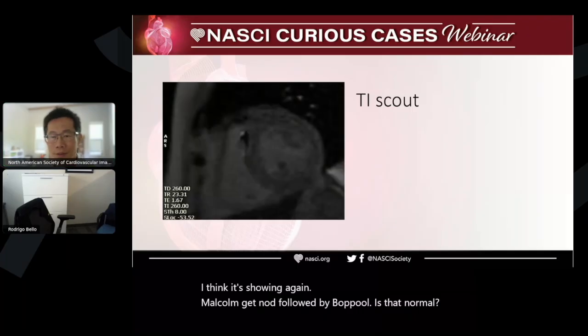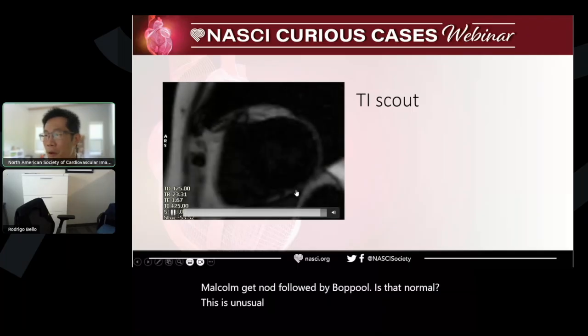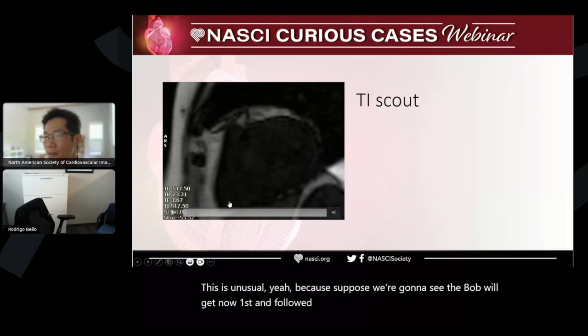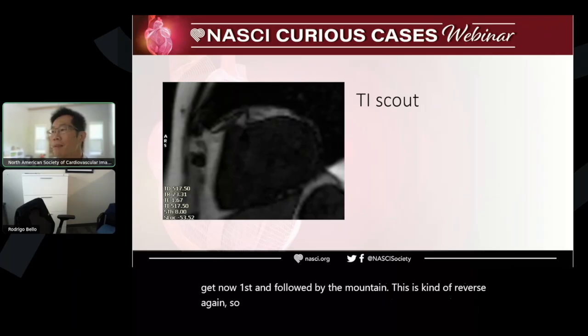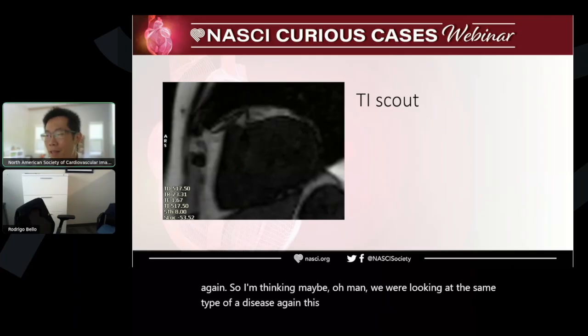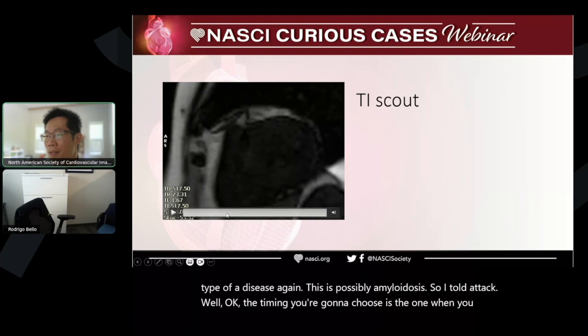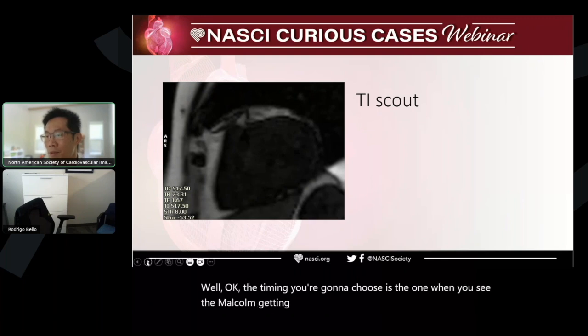This is unusual. Because we suppose to see the blood pool get nulled first, followed by the myocardium. This is kind of reverse again. So I'm thinking maybe, oh man, we were looking at the same type of disease again. This is possibly amyloidosis. So I told the tech, well, okay, the timing you're gonna choose is the one when you see the myocardium get nulled. Use that TI to do the PSIR.